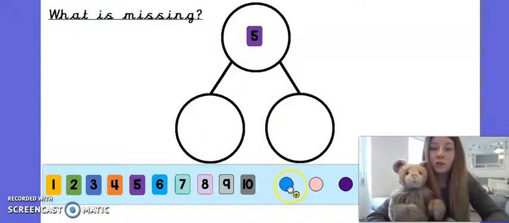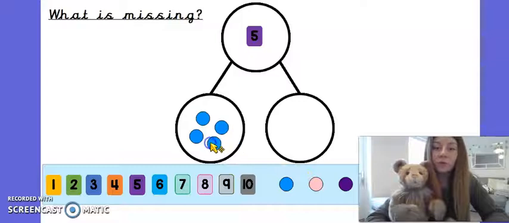Now, what we're going to do is I'm going to put 1, 2, 3, 4 counters in this part. So I have got 4 in this side. Well, actually, I can use my number cards today. I've got 4 in this side, and I need to work out what is missing. So what I've got to do is work out how many more I need to make 5.